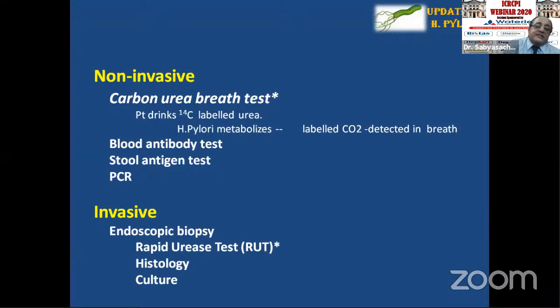Culture has a problem. It needs a proper lab setup, and its yield is not that good, about 30-40%, even in the best places as far as I know. So it's the urease test we bank on mostly.